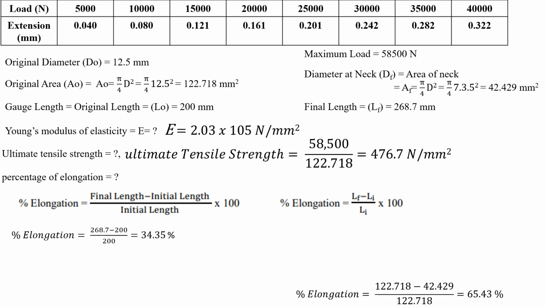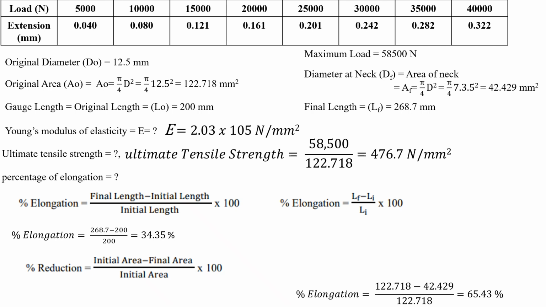Okay, next we have to determine the percentage of elongation. We know the percentage of elongation formula: final length minus initial length divided by initial length, into 100. So percentage of elongation equals LF minus LI divided by LI into 100. Here final length equals 268.7 and initial length equals 200. Then substituting these LF and LI values, the percentage of elongation will be 34.35%.